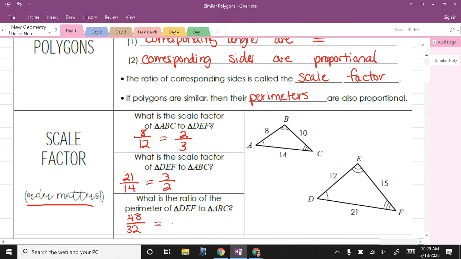What is it? 3/2. Do you see anything similar? So the ratio of the perimeters from DEF to ABC is the same as the ratio of the sides from DEF to ABC. Do y'all see that? Didn't we say up there that perimeters are also going to be proportional? So sides will have the same scale factor and perimeters will have the same scale factor. Does that make sense? So this fraction we reduce to is the scale factor. Does that make sense? Okay.